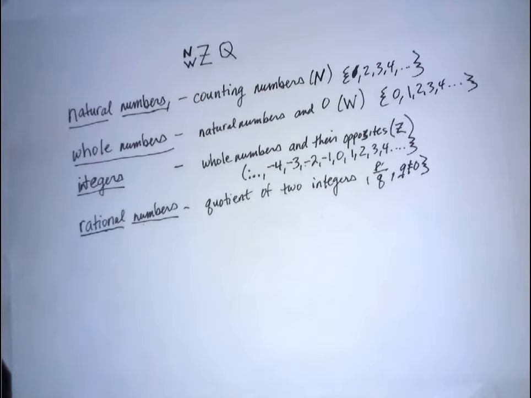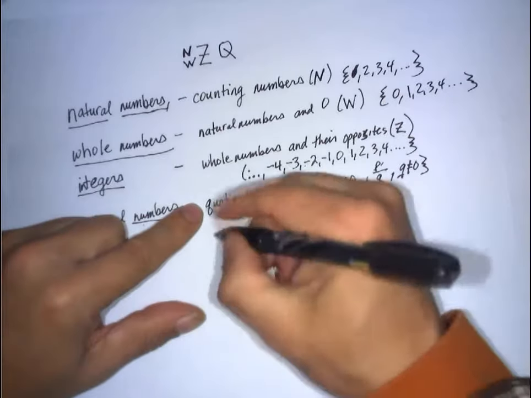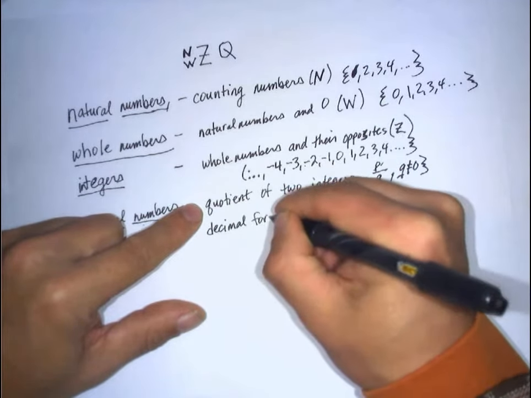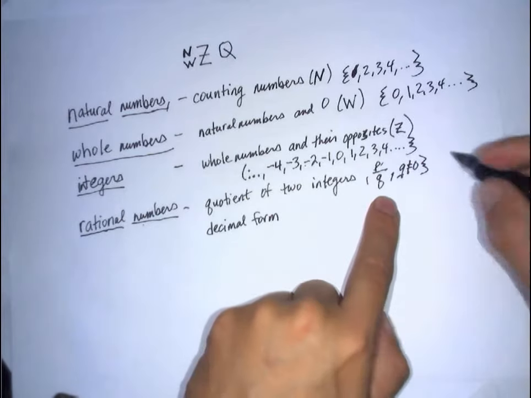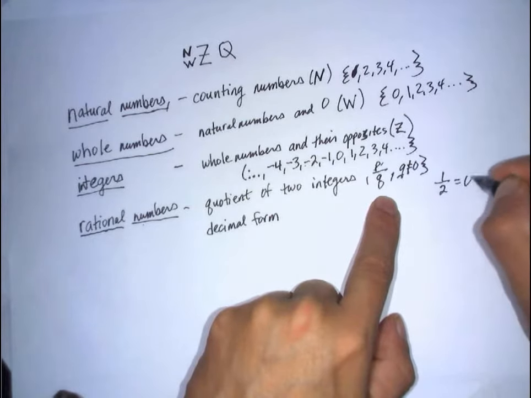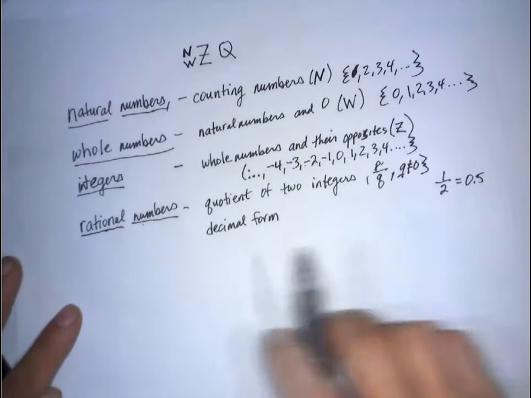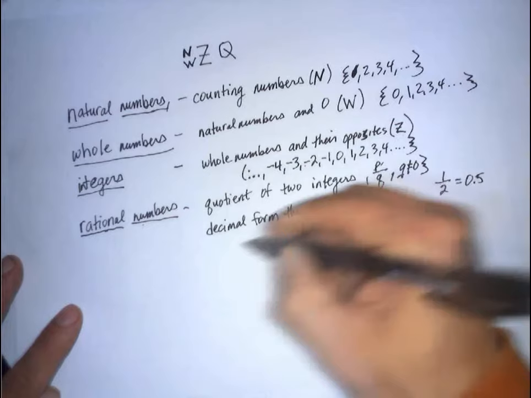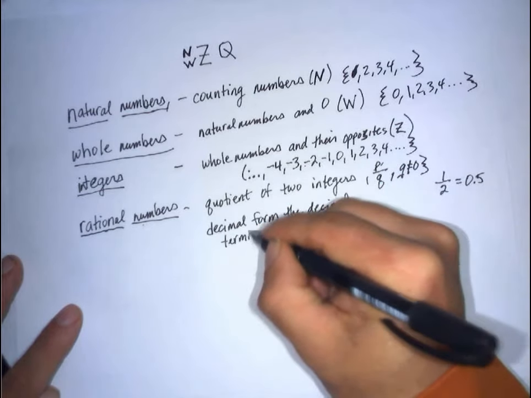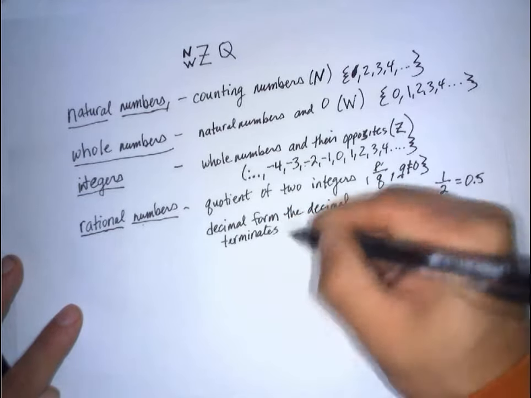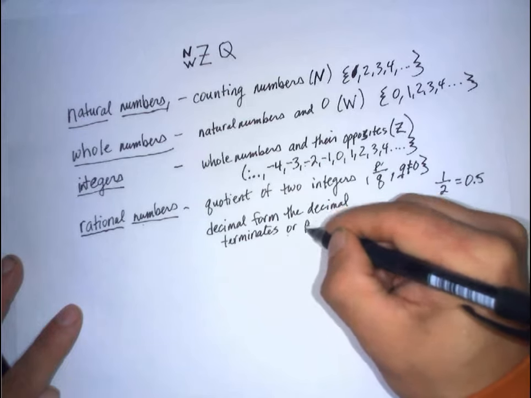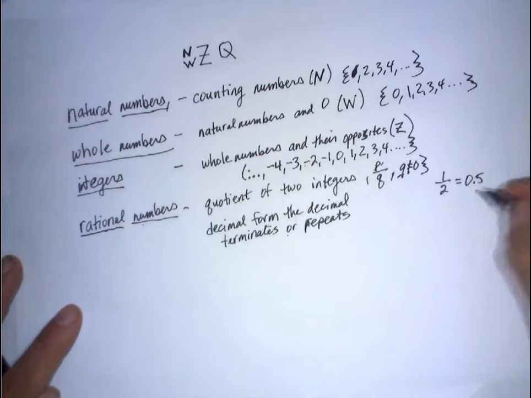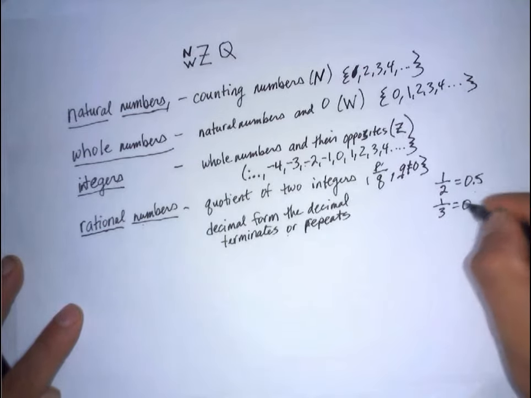And now another thing about these is the decimal form. When we divide these out, like we knew that 1/2 is equal to 0.5. So in decimal form, the decimal terminates or repeats. It either terminates like this, or like 1/3, which was 0.3 bar.